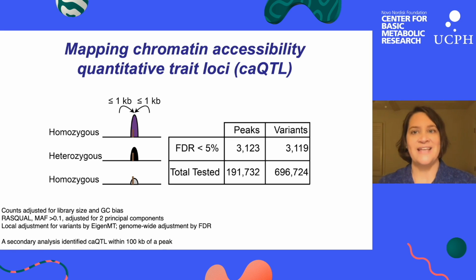So what do I mean by identifying variants that are associated with chromatin accessibility? I'm going to call these chromatin accessibility quantitative trait loci, or caQTL. Shown here is an example of a pileup of those reads, or an ATAC-seq peak, where homozygous individuals for one allele show strong accessibility, a large peak. Heterozygotes show a moderate peak, and homozygotes for the other allele show a smaller peak. So this is what we're looking for.